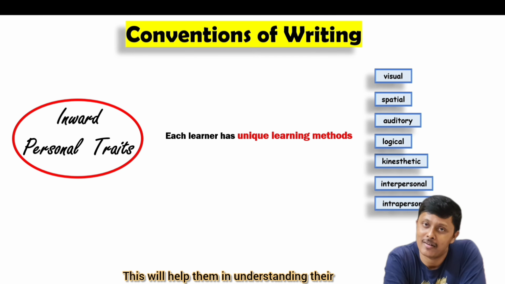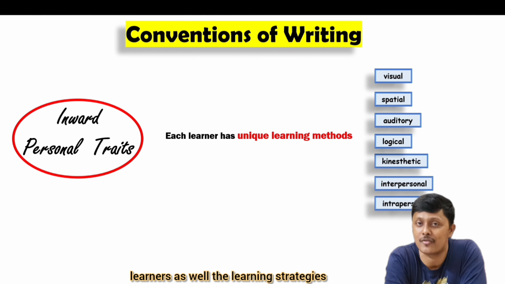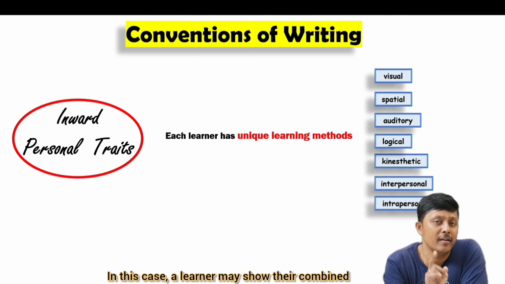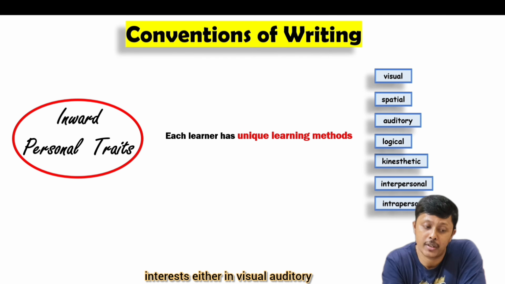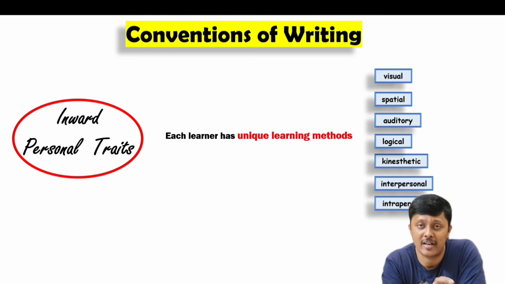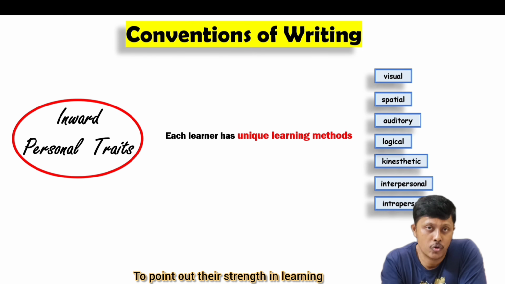Therefore, these are the learning styles that a teacher also has to understand while teaching the learners. This will help them in understanding their learners as well as the learning strategies. In this case, a learner may show a combined interest in visual, auditory, or spatial, kinesthetic, etc., to point out their strength in learning.